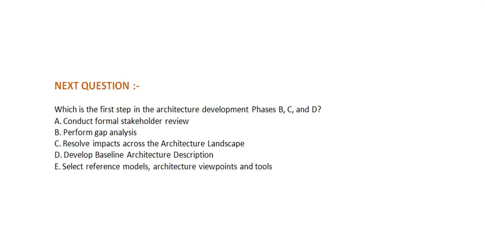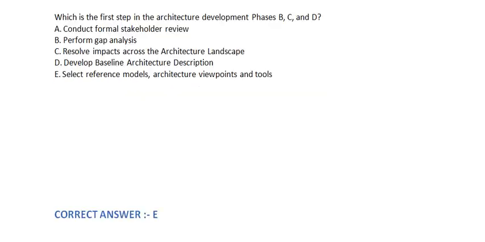Next question is which is the first step in the architectural development phases B, C and D? Option A, conduct formal stakeholder review. Option B, perform gap analysis. Option C, resolve impacts across the architecture landscape. Option D, develop baseline architecture description. And option E, select the reference models, architecture viewpoints and tools. And the correct answer is option E.